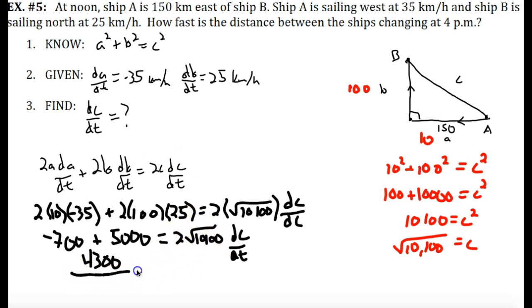So 4,300 over 2 times the square root of 10,100 is equal to dC/dt. And my units would be kilometers per hour, because we're just talking about the rate of change of a distance.